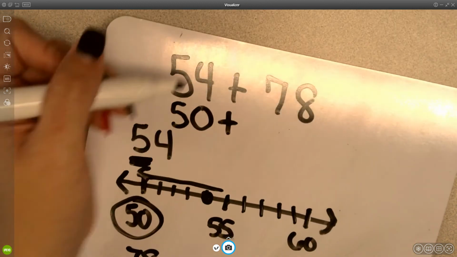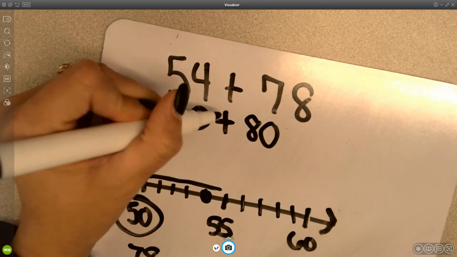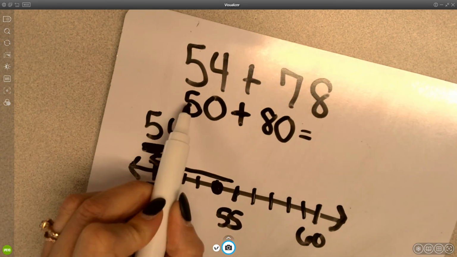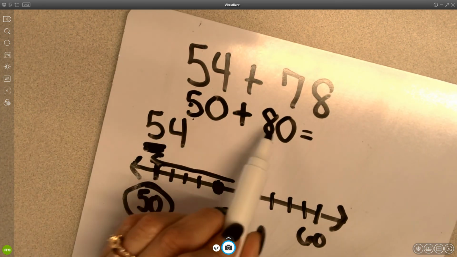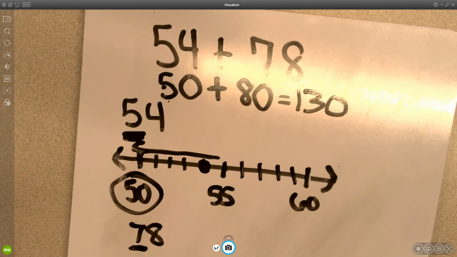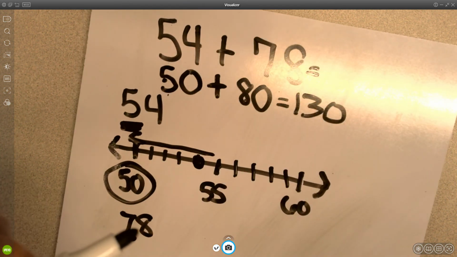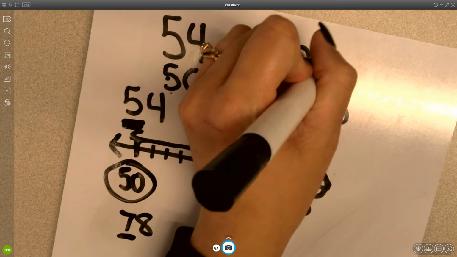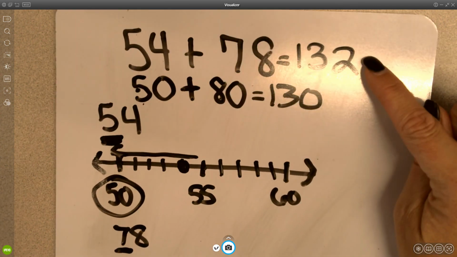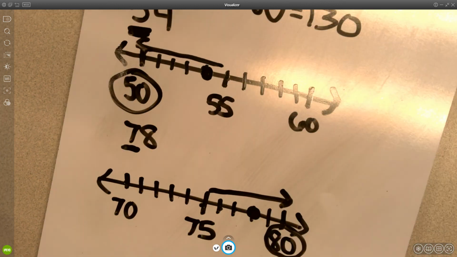My estimate is going to be 50 plus 80. Now remember, we can think about our base fact. 5 plus 8 is 13. And then put the 0 back on. My actual answer is going to be 132. So we ask ourselves, is 132 close to 130? Yeah, it's only 2 away, so that works.